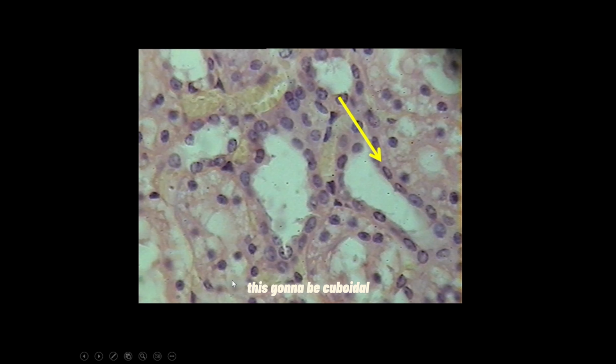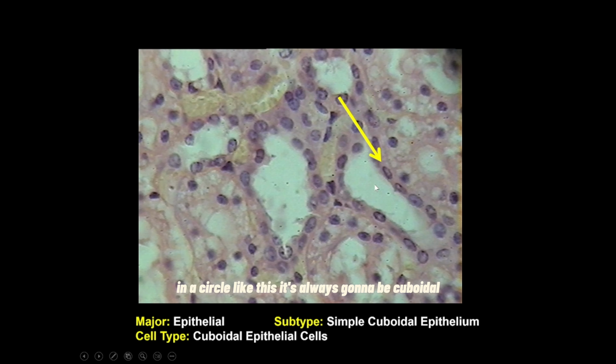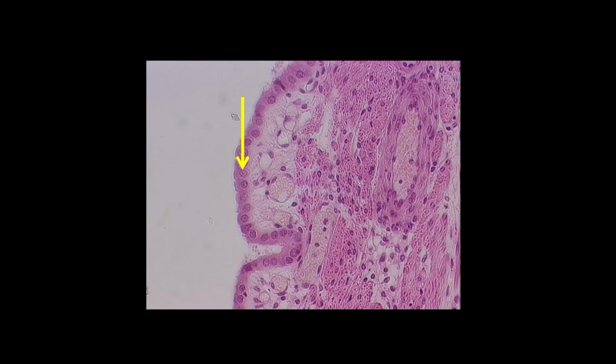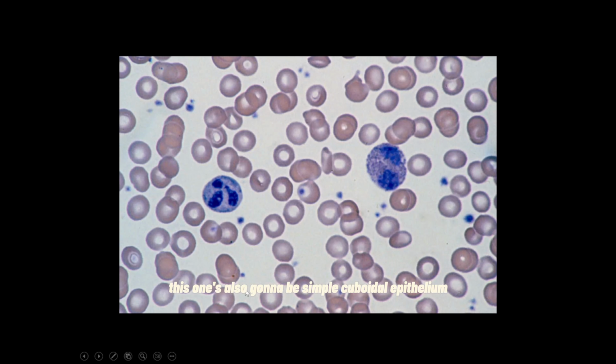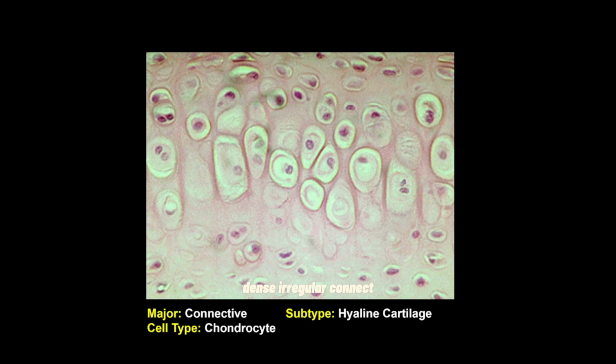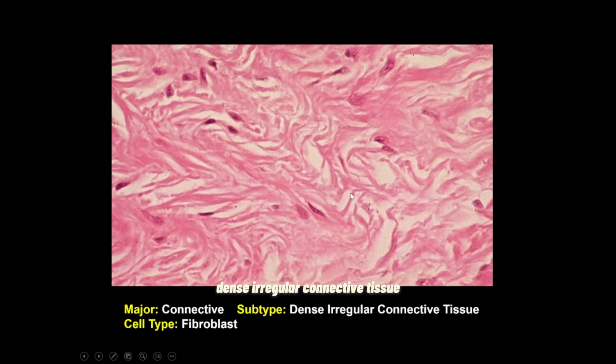This is going to be cuboidal. Whenever you see a bunch of little nucleuses in a circle like this, it's always going to be cuboidal. This one is also blood. It's blood tissue. This one's also going to be simple cuboidal epithelium. Another blood. Okay, this is dense irregular connective tissue.